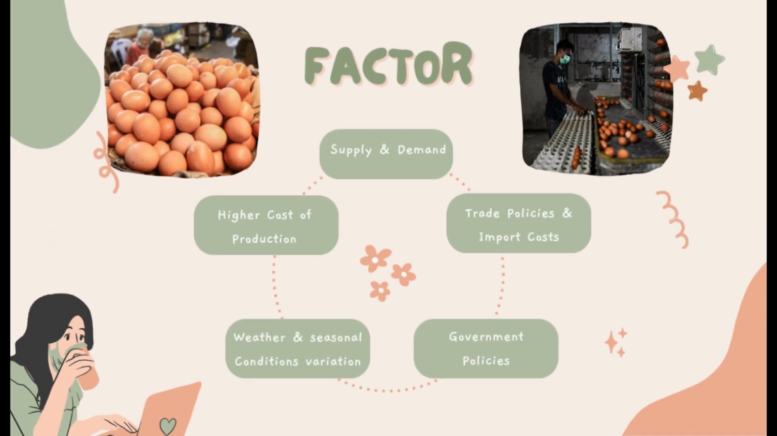The foremost factor is supply and demand. One of the primary factors affecting egg prices is the balance between supply and demand. If the demand for eggs exceeds available supply, prices can increase. Factors that can affect demand include population growth and changes in consumer preferences that increase egg consumption.